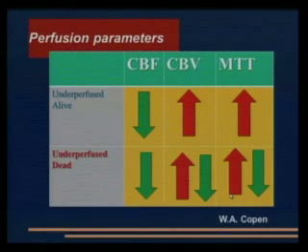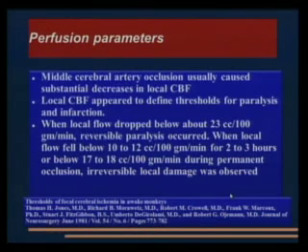So this is how the parameters in perfusion vary. When there is a decrease in the volume and an increase in the area of MTT, this is the parameter we use for middle cerebral artery occlusion. Usually it causes substantial decreases in local cerebral blood flow. Local cerebral blood flow appears to have a defined threshold for paralysis and infarction.